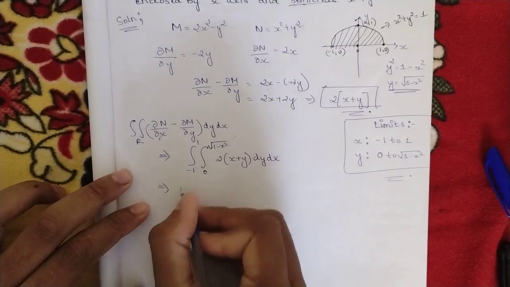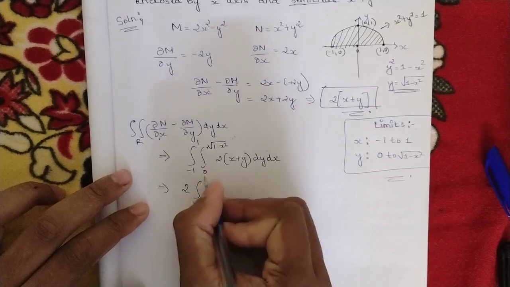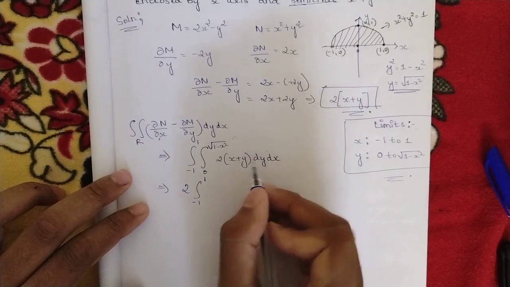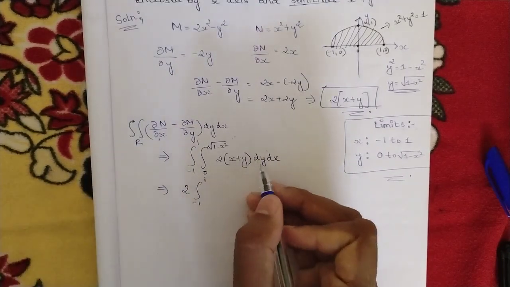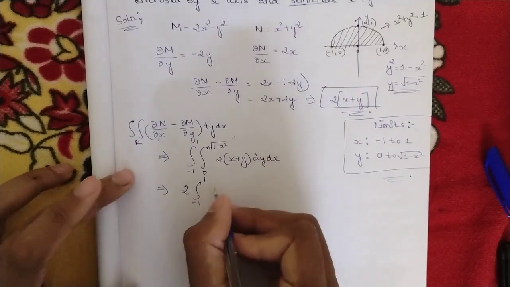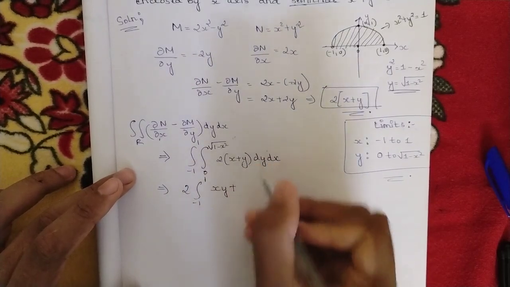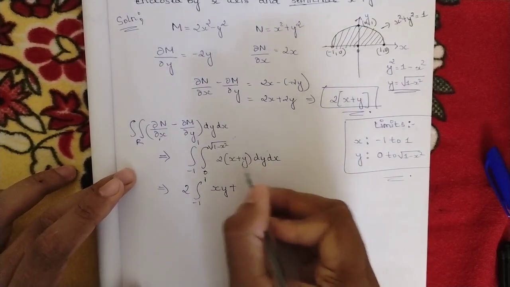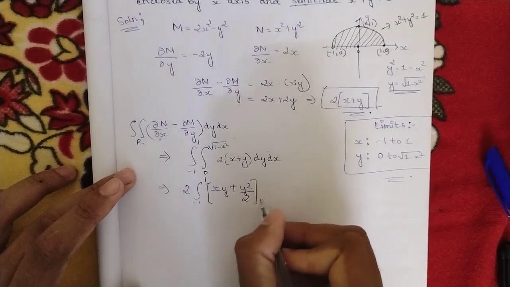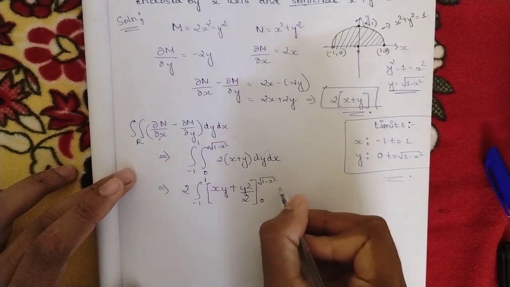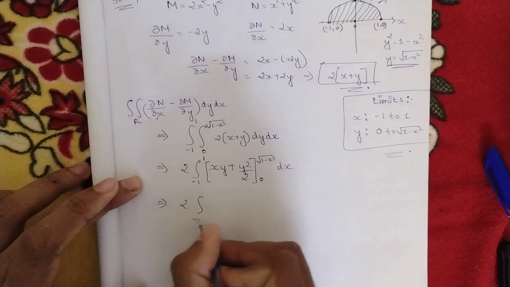So take 2 common outside, and minus 1 to 1. Now x plus y, integrate with respect to y. So x into dy, x is common, so the integration of dy is y, plus y dy. The integration of y is y square by 2, and the limits are from 0 to square root of 1 minus x square, dx, from minus 1 to 1.